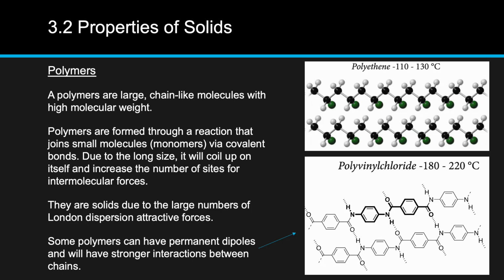And their properties, such as melting point and flexibility, are going to range depending on the length of the chains and the types of intermolecular forces that are present. Some examples include polyethylene and polyvinyl chloride, which are widely used in plastics.